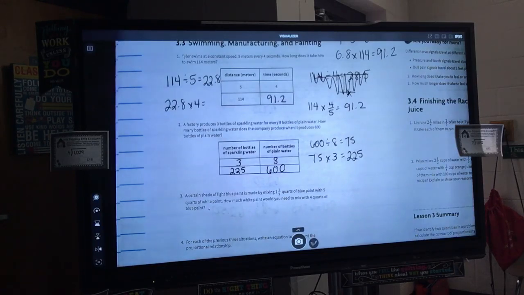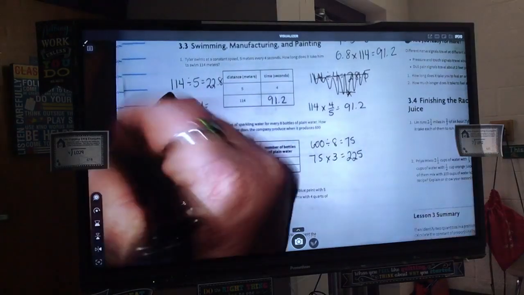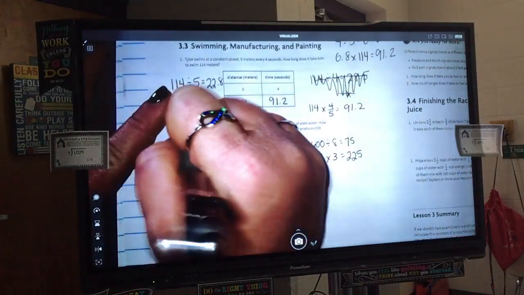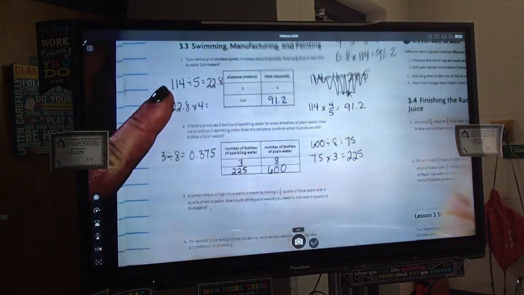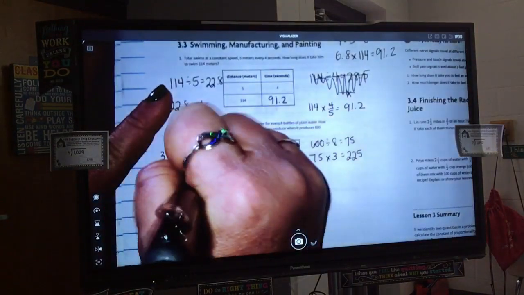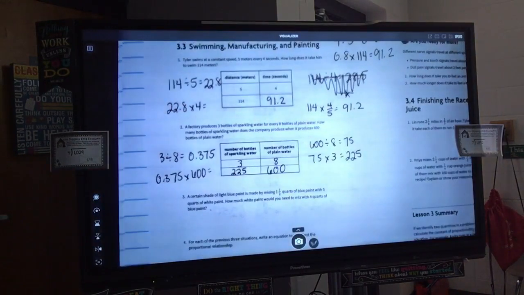Alright, so I'm gonna put something down that makes sense. What did you say, Mason? Divide 3 by 8 and then multiply it by 600. 3 divided by 8, which gives you what? 0.375. Times 600 equals the same thing.